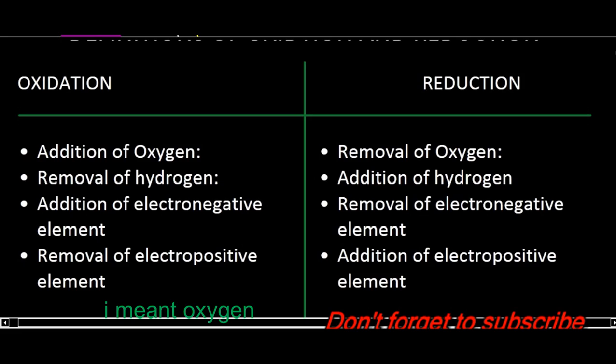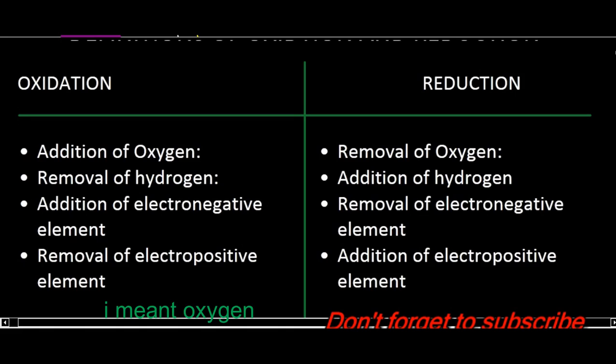While for reduction, the removal of oxygen is reduction. And the second one I have here is the removal of hydrogen. Don't worry, in the middle of this class I will give some examples of oxidation and reduction. So removal of hydrogen is oxidation, and addition of hydrogen is reduction.